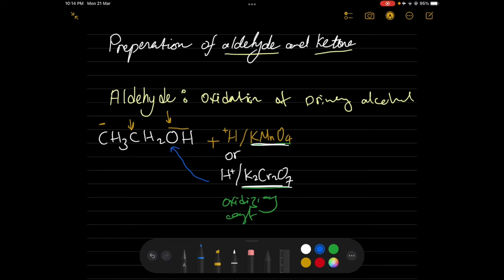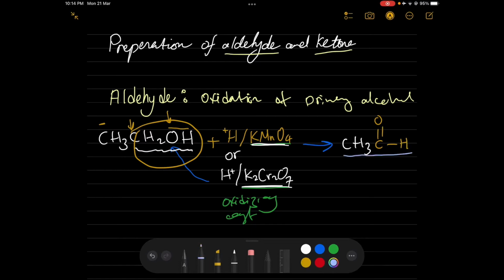As we notice, the alcohol here is primary. So as a result of this process, we will notice the changing of CH2OH into a carbonyl compound, and it will appear like CH3, C double bond O, H. Our compound is an aldehyde, and it has the name ethanal. So we can get the aldehyde by the oxidation of primary alcohol.